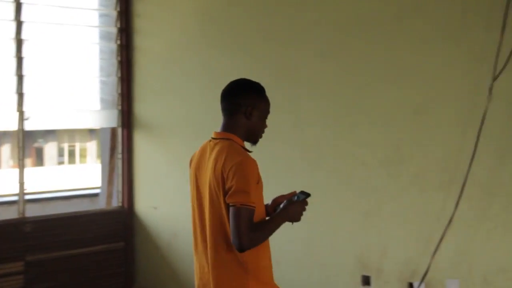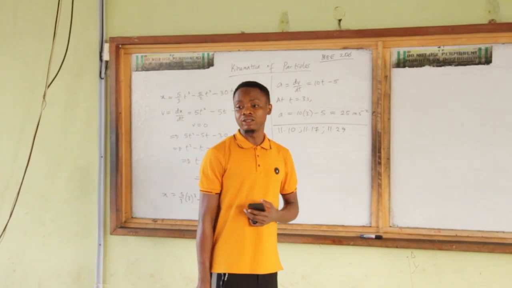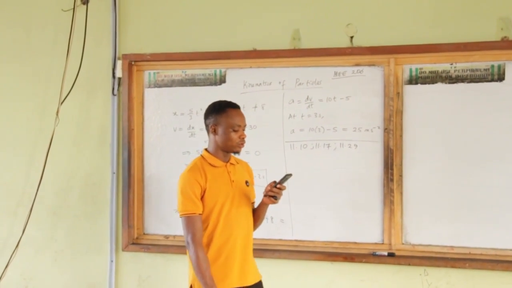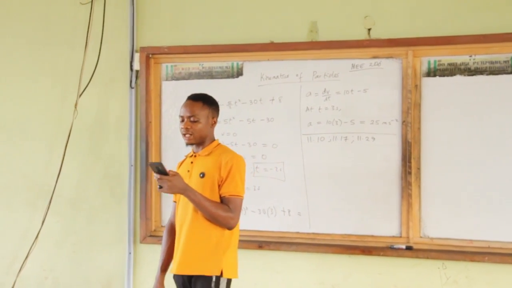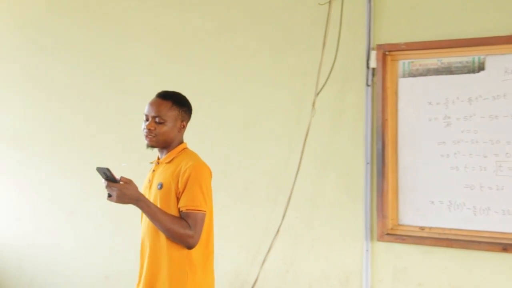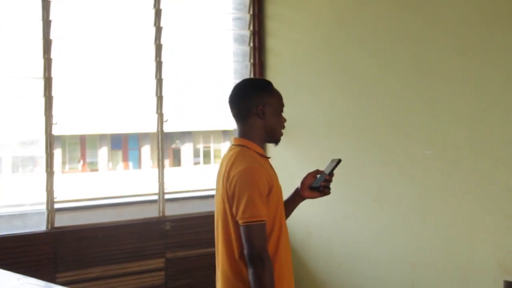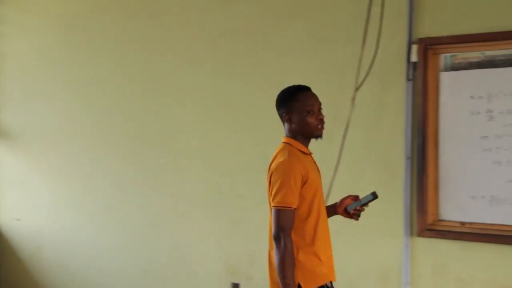So 11.10. Let's do 11.10. Are you there? 11.10. The acceleration of the particle is directly proportional to the square of the time t. When t equals 0, the particle is at x equals 24 meters. Knowing that at t equals 6 seconds, x equals 96 meters. So what kind of problem is this?